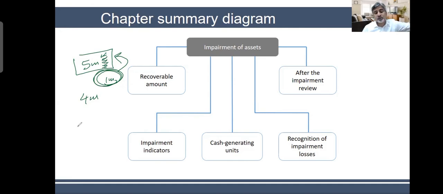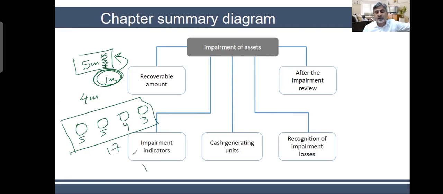It is also possible that you have multiple cash generating units. And this cash generating unit was 5, this was 5, this was 4, this was 3 in your books. Together it makes 17. Now the market is 15. So you have 2 million impairment. Now this 2 million impairment, how to charge it to these different units? And then within these different units, how to charge it to different assets?